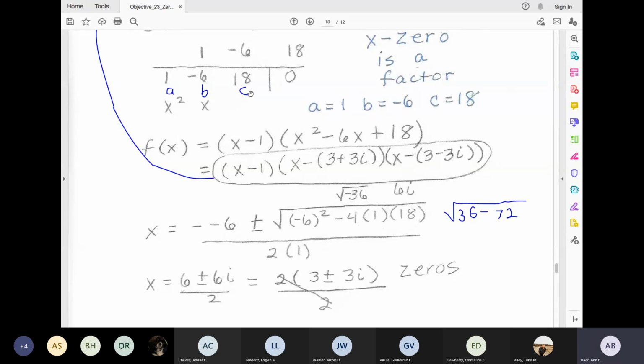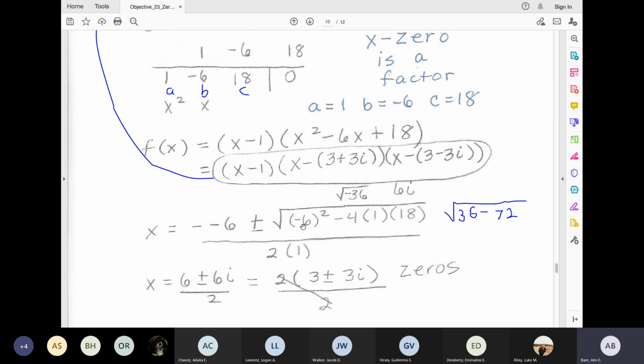And we've got our a, b, and c here. So x equals negative b, negative 6, plus or minus square root, all of this, b, negative 6 in parentheses squared, minus 4 times a, which is 1, times c, which is 18, all over 2 times a, which is 1.